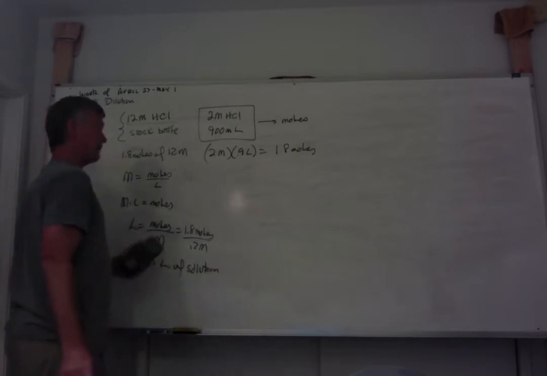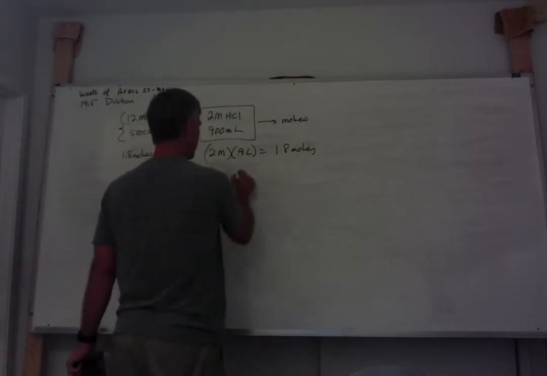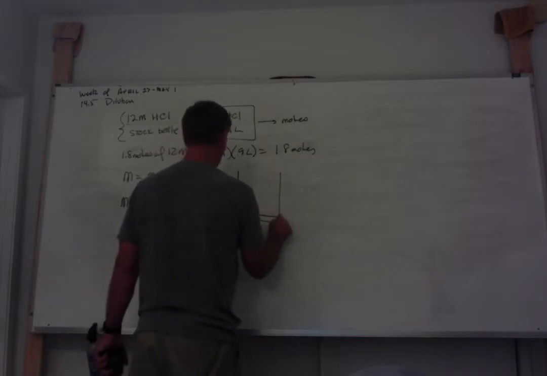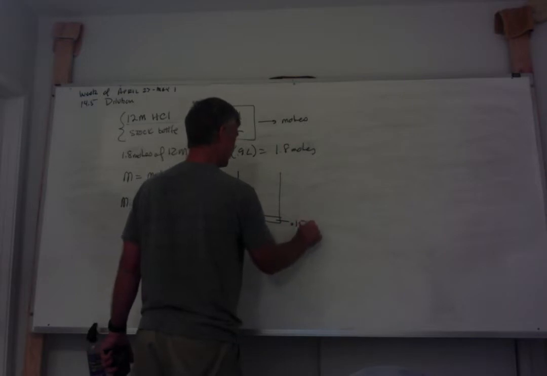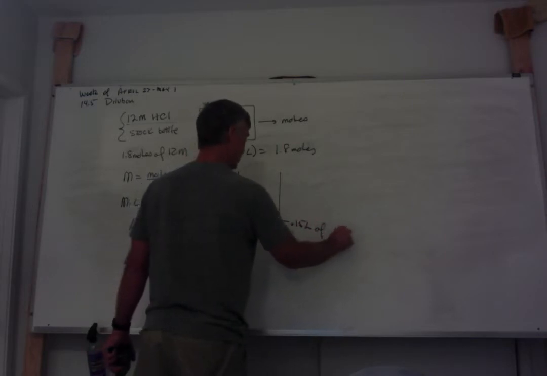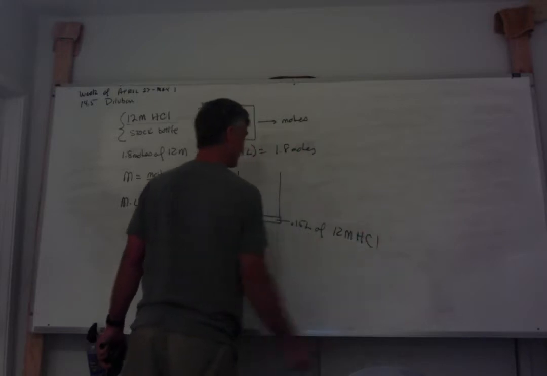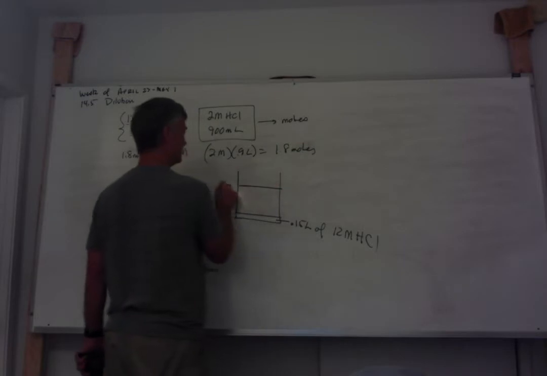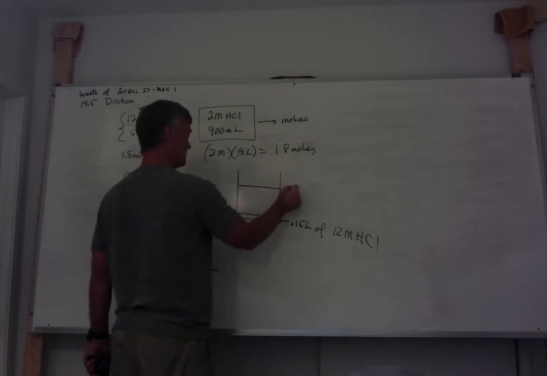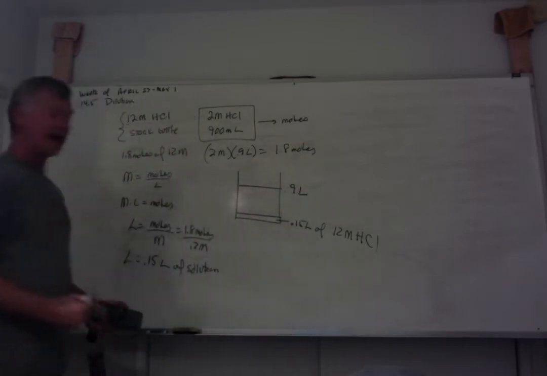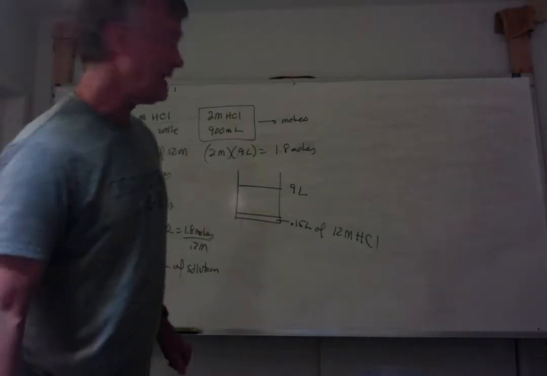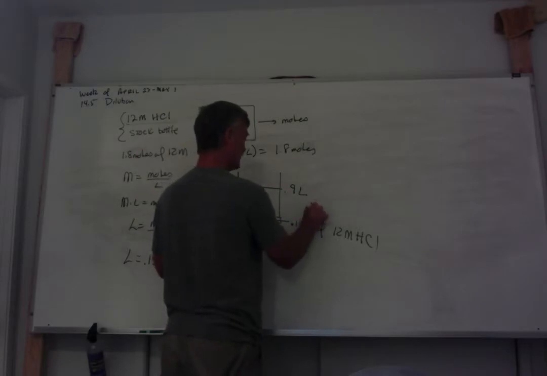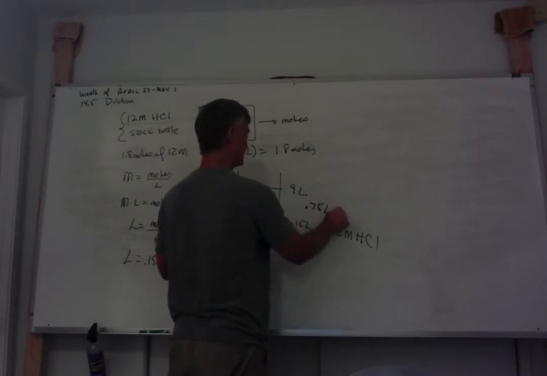So here's what's going to happen. I'm going to pour out 0.15 liters of 12 molar HCl. And then I'm going to add to that enough water to get to 0.9 liters. So I'm actually going to add 0.75 liters of water.